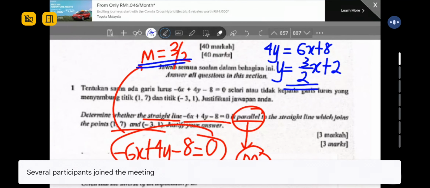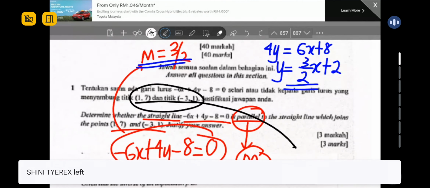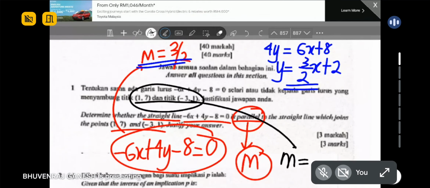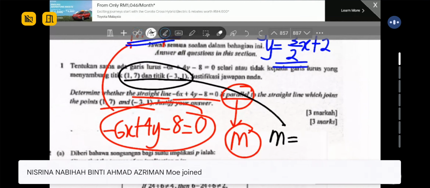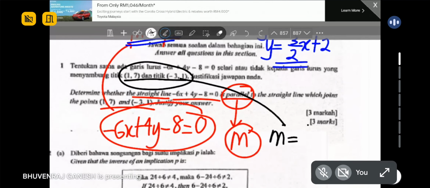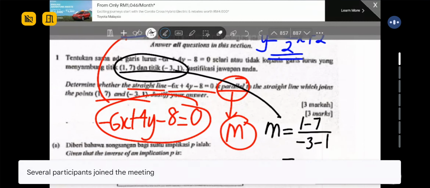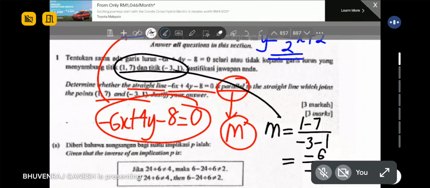Okay, alright. Okay, so then the next part guys, these 2 points, you can find the gradient also, right? Kamu boleh kira kecerunan dua-dua titik ni. Am I right? Okay, so what is the gradient over here? Can anyone tell me? Apa kecerunan dia? Kalau kamu kira. 1, 7 and 3, negative 3, 1. So dapat berapa? Okay, so you will take 1 minus 7 over negative 3 minus 1. Correct? This is how you guys find, right? Okay, gradient formula. Kamu kena guna rumus ni. Okay, so your answer is negative 6 over negative 4.